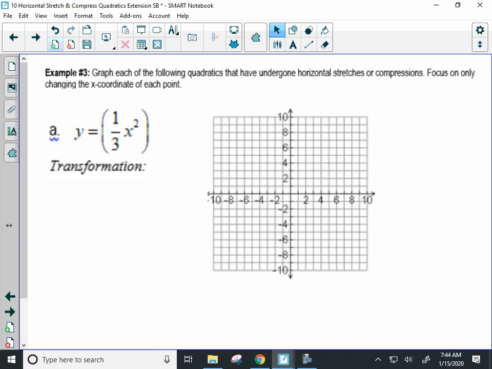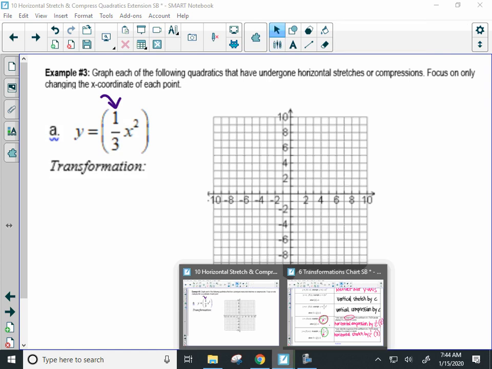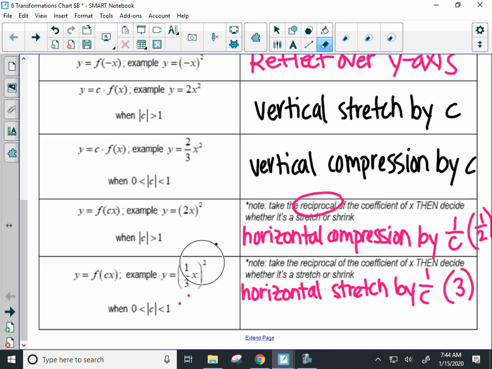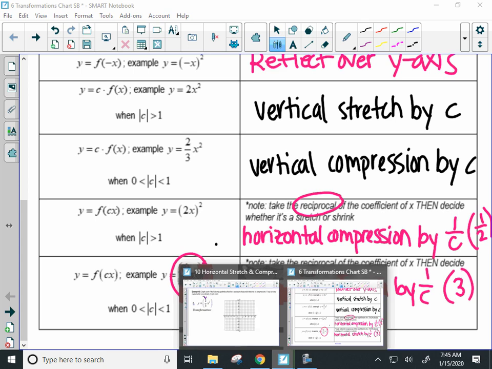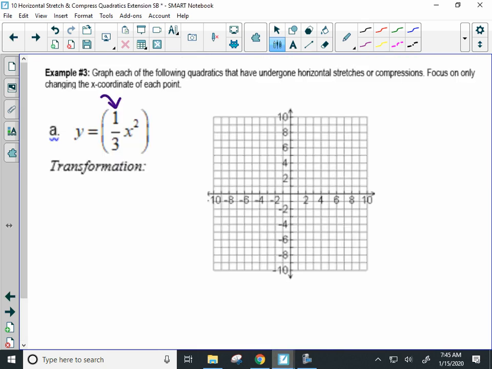All right, so the transformation that's happening: I have a 1/3 inside the parentheses. When the number inside the parentheses is less than 1, if you look at your transformation chart here, like this guy, that's a horizontal stretch, and you're going to stretch by the reciprocal of that number. So I have a horizontal stretch by the reciprocal of 1/3, which is 3.